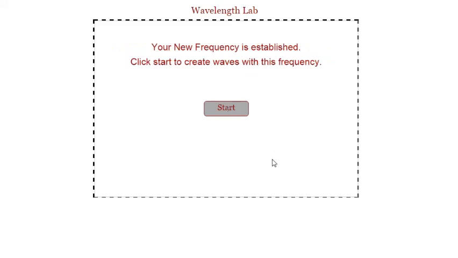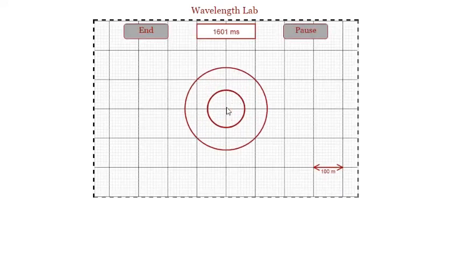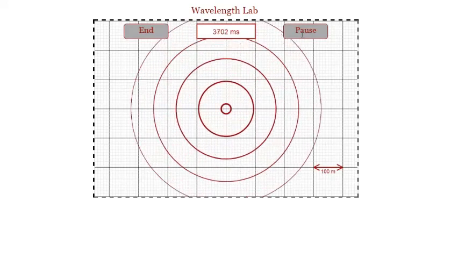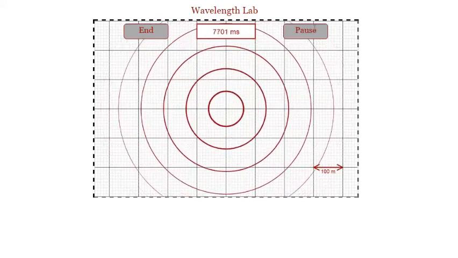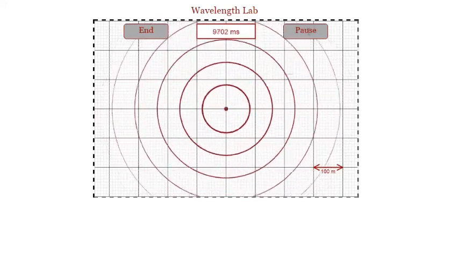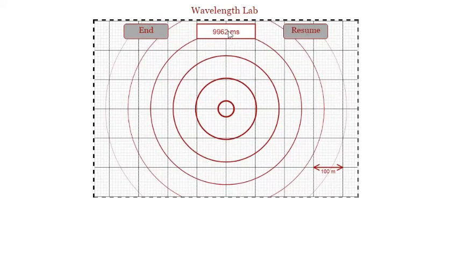Now it's going to start creating waves using my new frequency. And you're going to do that, let it go for 10,000 milliseconds. So again, yours is going to be different than mine, but I would just let mine go until I want this counter to get up to 10,000 milliseconds. And then I'll pause it. And again, it doesn't have to be perfect, close enough, okay?